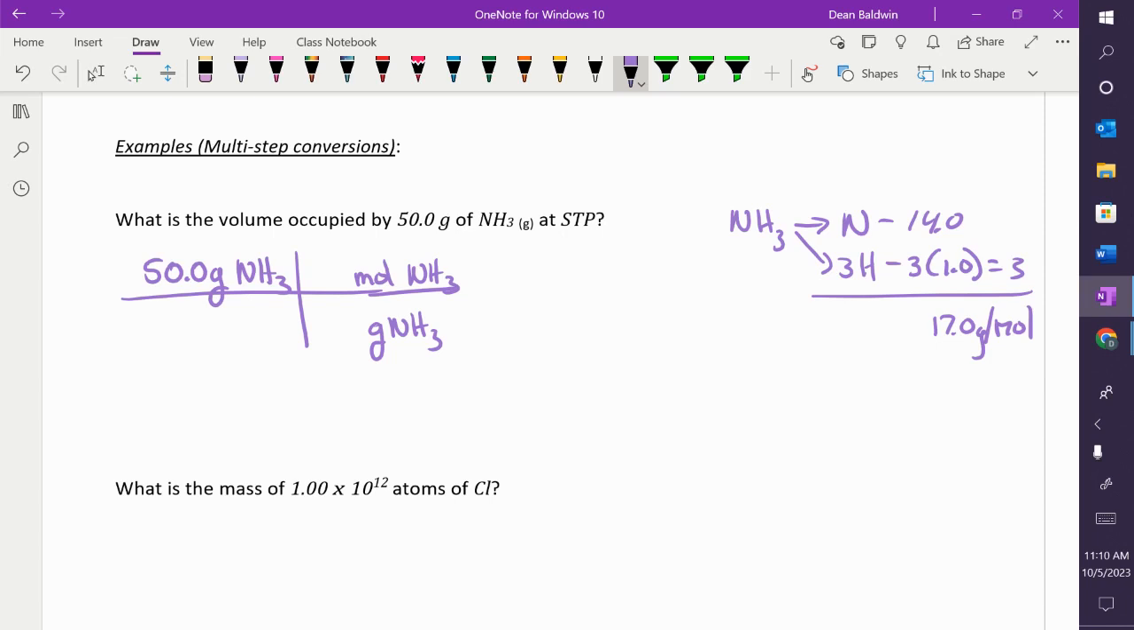So that means 17.0 grams is 1 mole of ammonia. I don't have to write it that far away. Okay, so now the grams has canceled. I'm left with moles of ammonia. I want volume. What do we measure volume in? What units? Liters. Volume is measured in liters.